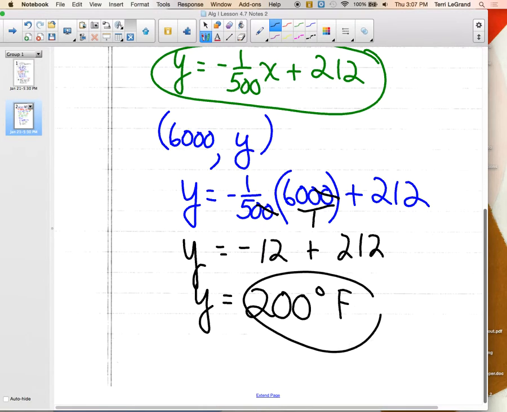Okay, now let's just take a little bit of time to decide if that seems like a reasonable answer. Yes. Because what was happening in this situation? As the altitude goes up, what's happening to the boiling temperature? It's going down. It was 1,000, then 3,000, now it's up to 6,000. At 1,000 it was 210, then it went down to 206, and now it went down to 200. So does this seem reasonable? Yes, it does. So probably have a good answer.